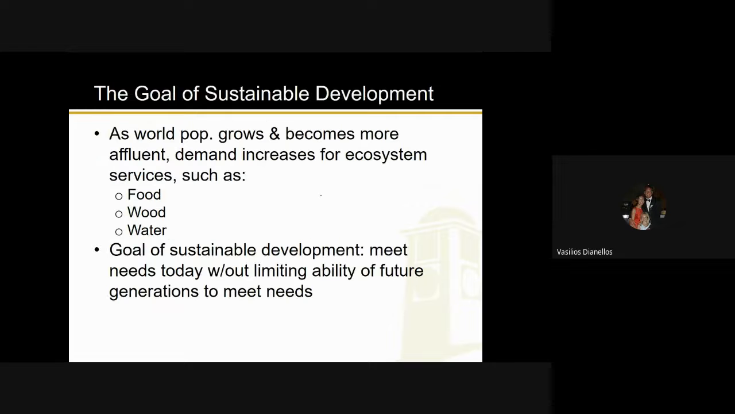So there we go. As the world population grows and becomes more affluent, demand increases for ecosystem services. And we already learned about this when we talked about ecological footprints, right? We said on one hand, we do have an issue with the population. We have way too many humans. But we also pointed out it isn't just the number of humans we have. It's the people like us, like me, like your typical American, because we use a lot of resources.